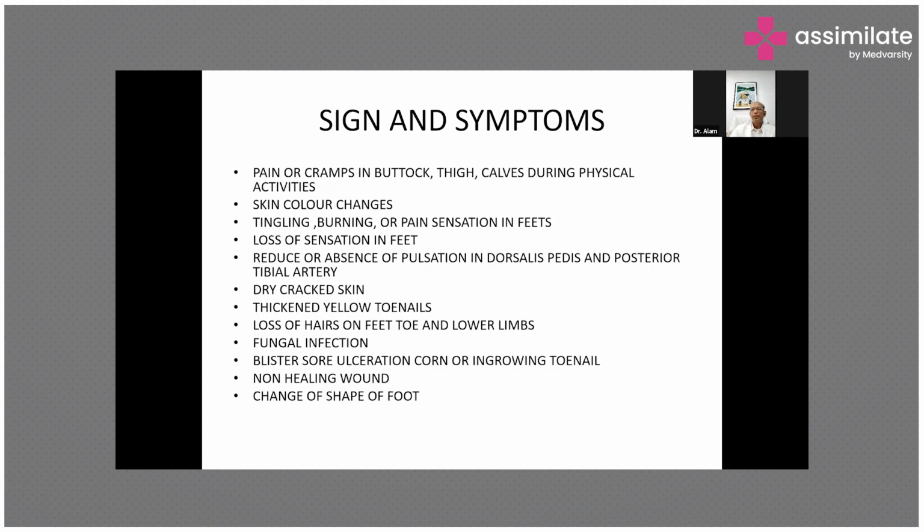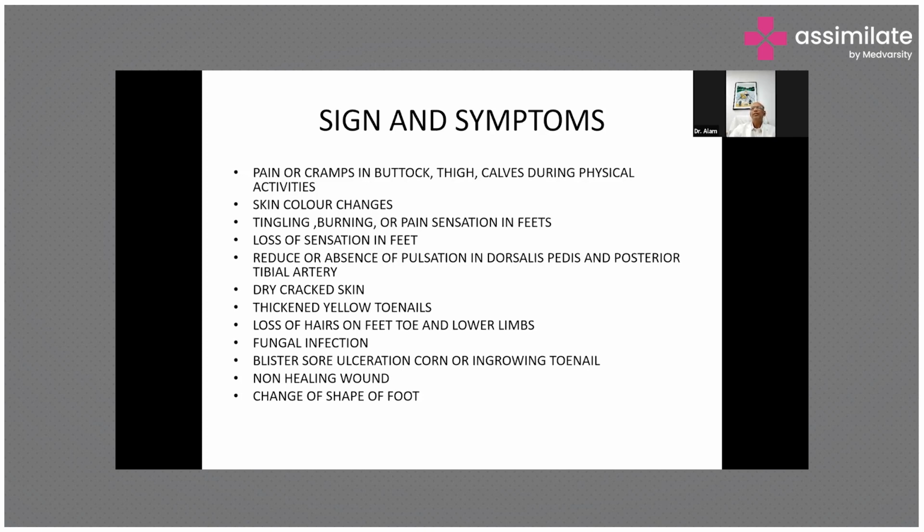After that, we have to talk about the signs and symptoms. It is not very early. It comes at least after 2 or 3 years if diabetes is not controlled, so these symptoms come very early. But if there is good control, then these symptoms will be delayed, it may be more than 10 years.